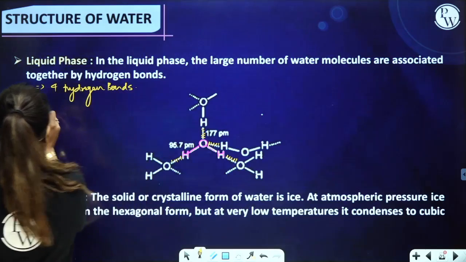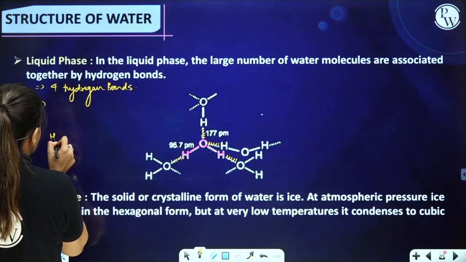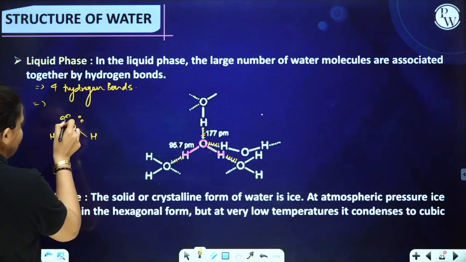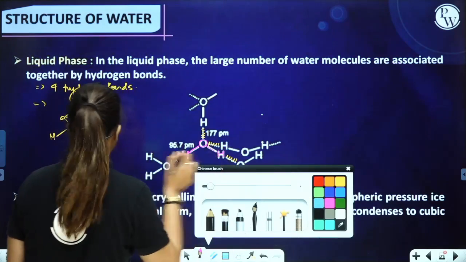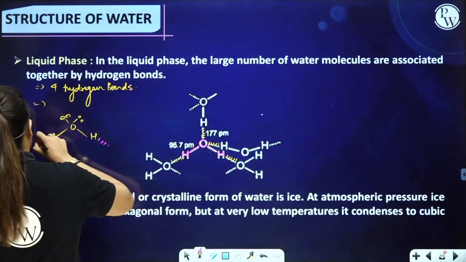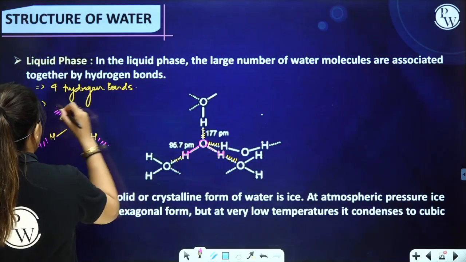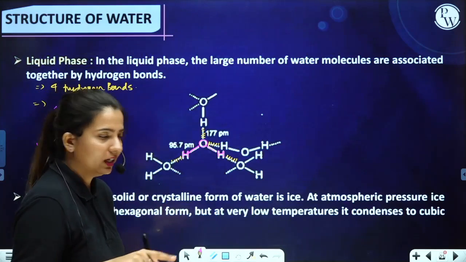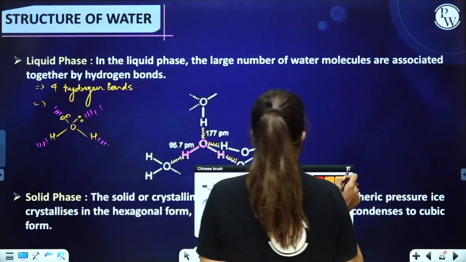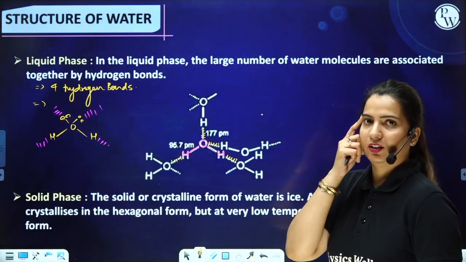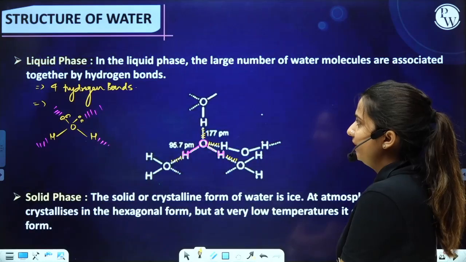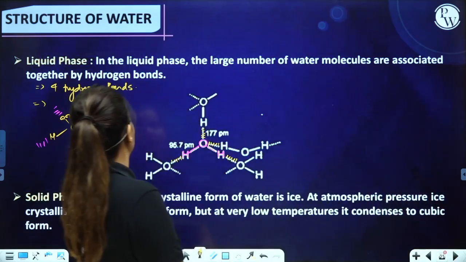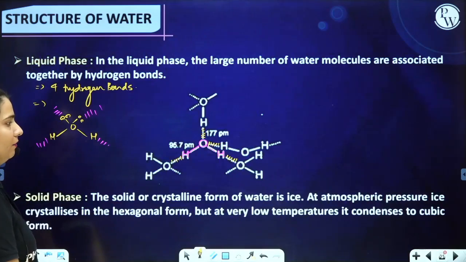How are they formed? 2 are formed with the help of the hydrogens, and 2 are formed with the help of the lone pairs of electrons. So a total of 4 hydrogen bonds a water molecule is making. You have to remember this. In the liquid phase, a large number of water molecules are associated with hydrogen bonds with each other.